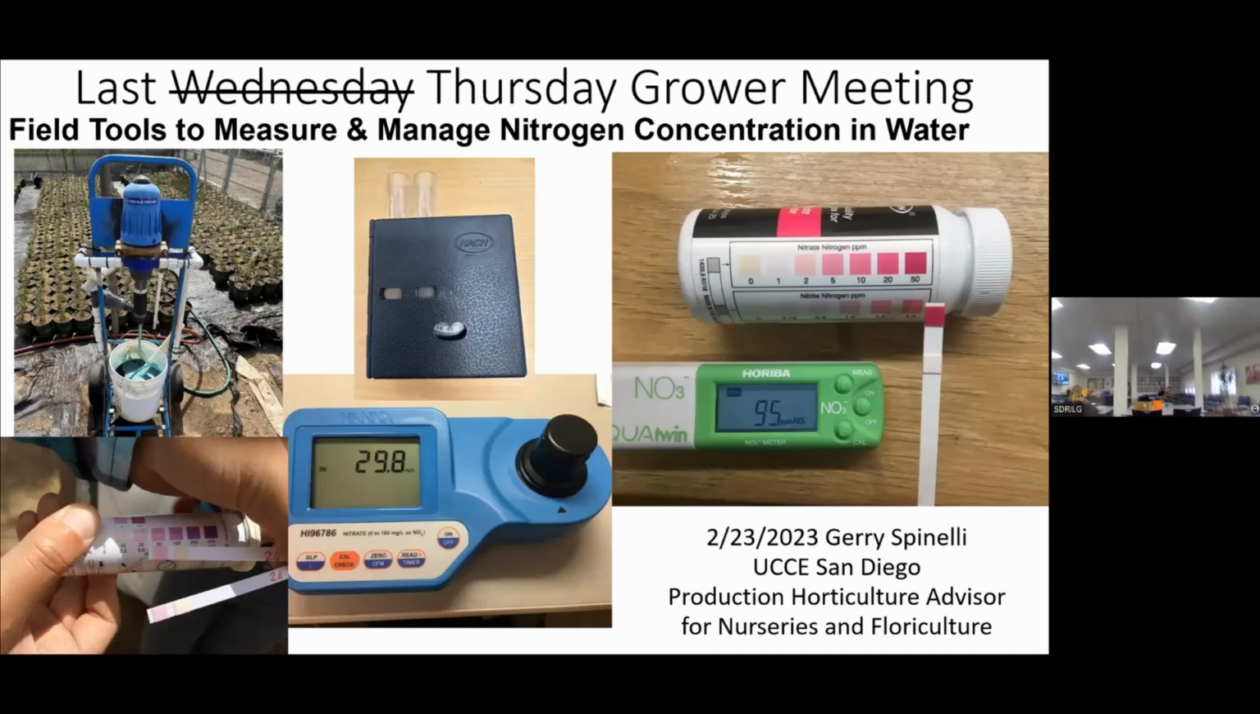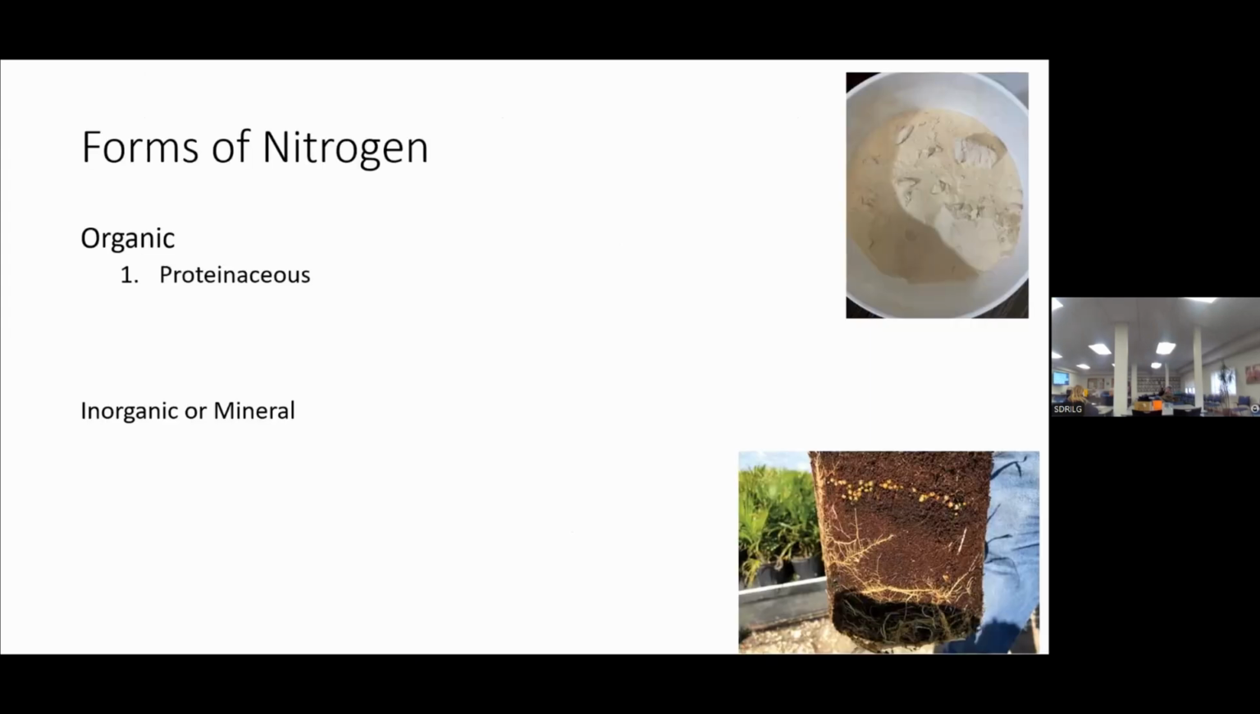So one form of nitrogen is the proteinaceous one. Proteins are molecules that make up our bodies, and also a lot of those components that we're talking about, including that organic fertilizer that I put there.